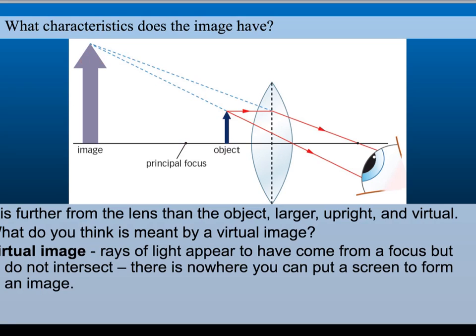If you look at our object, the rays of light come from the top of the object there. But when you look through the magnifying glass, your eye carries on the lines until they meet at this point, and that is where your eye will see the image formed. However, these are not actually rays of light, so you can never place a screen there to form an image.